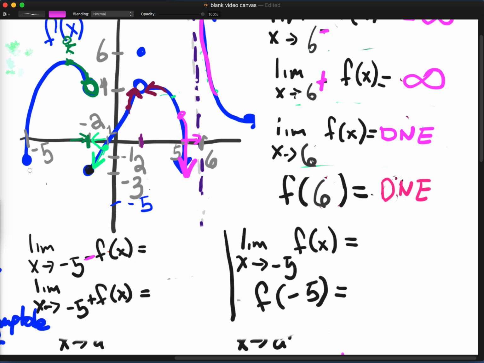It's not -1. You can't tell. That's a good hint. Doesn't exist, because you cannot be left of -5. The function is not defined for values of x less than -5. So there's no way to approach it from the left of -5. Does that make sense? So you cannot actually approach it from this direction. So then it just does not exist.